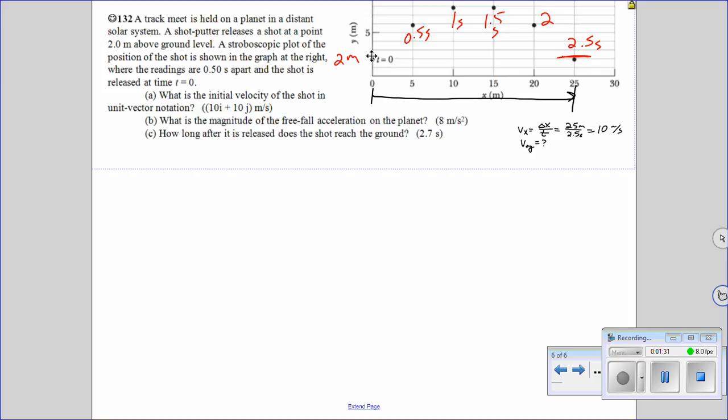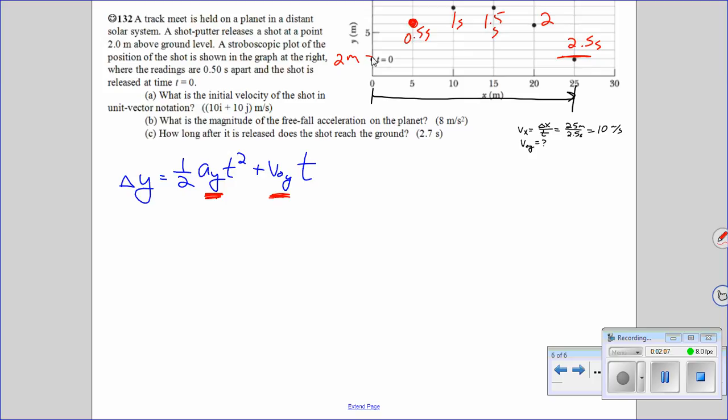One of the equations that we know is this. The vertical displacement of a projectile is equal to 1/2 of the vertical acceleration, so that's going to be our g, times t squared, plus V0y times t. There are two things in this equation that I don't know: my vertical acceleration, my gravity, and my V0y. So I'm going to pick 2 points to get two different equations. Let's do 0.5 seconds first.